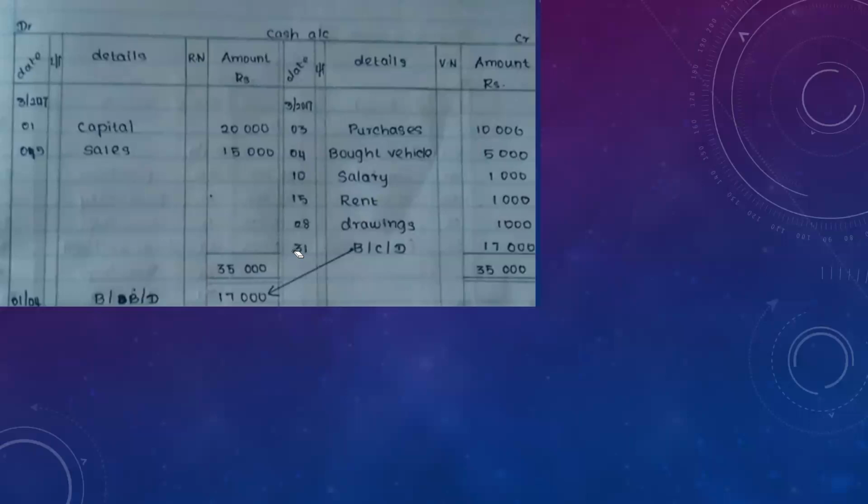Now, if they ask us to prepare the ledgers, right? We are coming to the ledger. Before that, tell me, what do you mean by double entry? Double entry means what? Can anyone explain to me what is double entry? Please raise your hand.